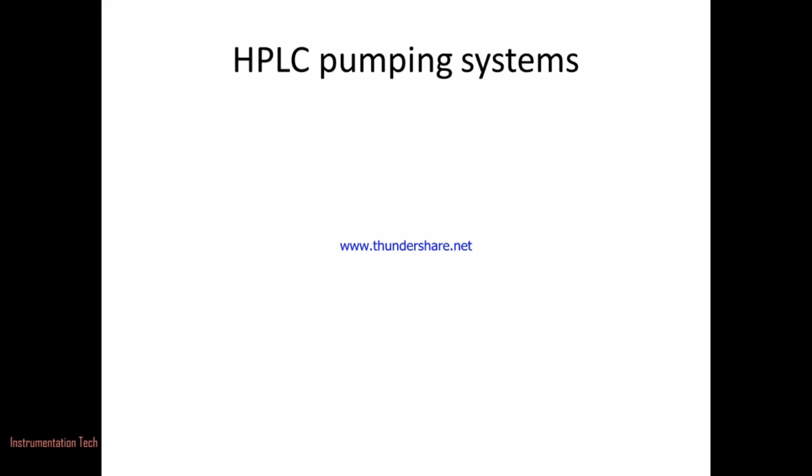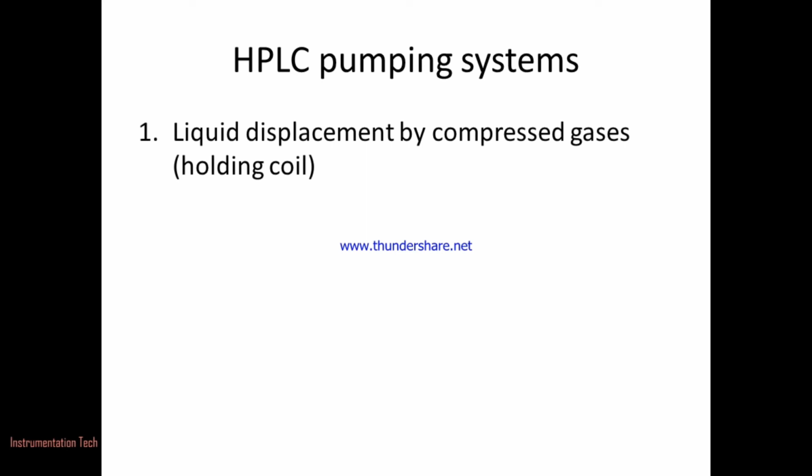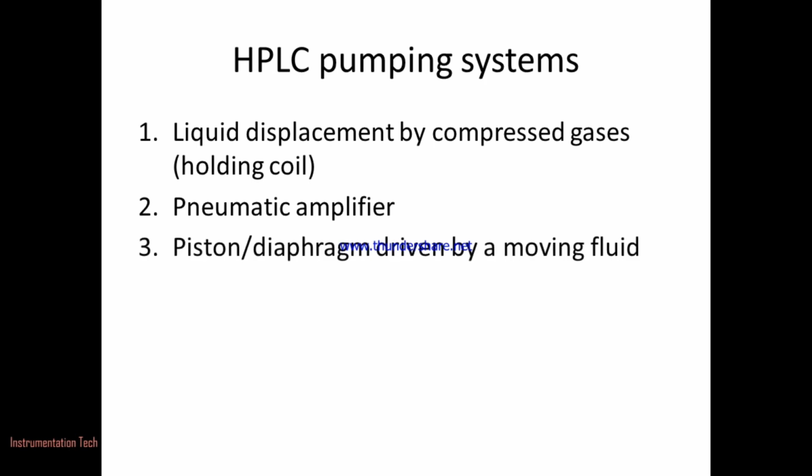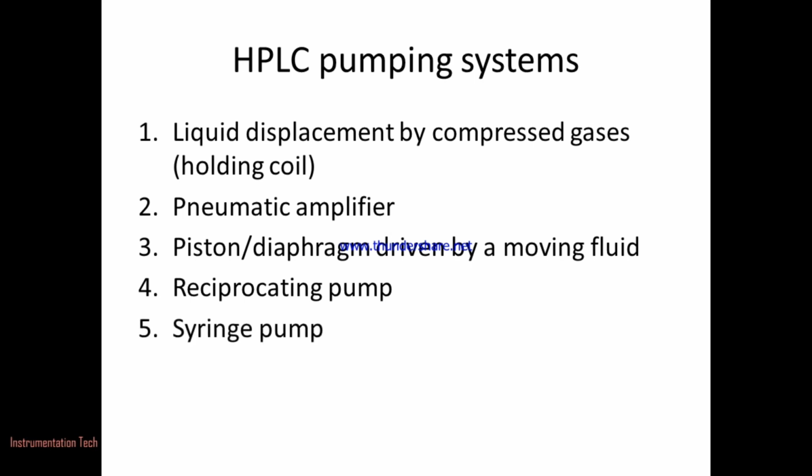HPLC pumping systems. There are 5 types of pumping systems employed in HPLC. First one, liquid displacement by compressed gases, that is also called holding coil pump. Next one, pneumatic amplifier. Third one, piston or diaphragm driven by a moving fluid. Fourth one, reciprocating piston type pump. Fifth one, syringe pumps.